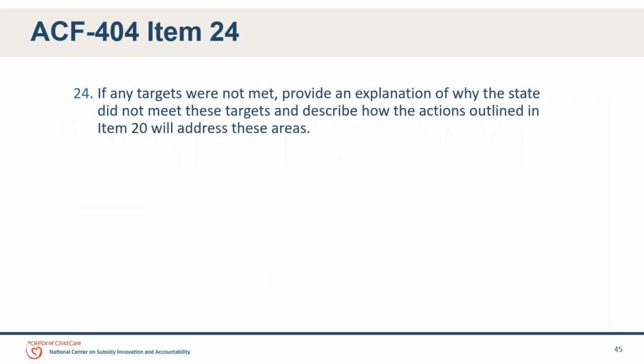Item 24. For this one, you'll refer back to the action items identified in item 20, and those were the ones related to the causes of IP errors. And here you're going to describe the actions that will be used to address the areas where the targets were not met.